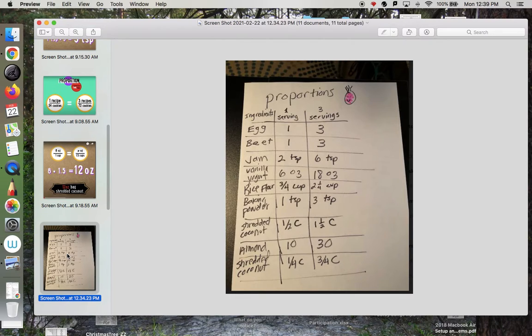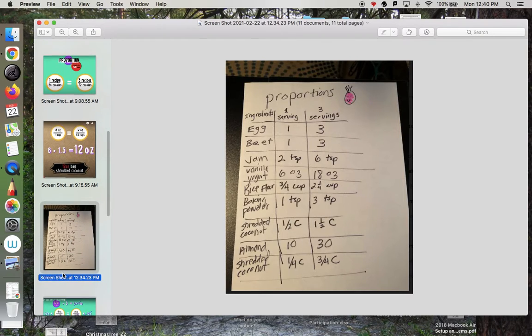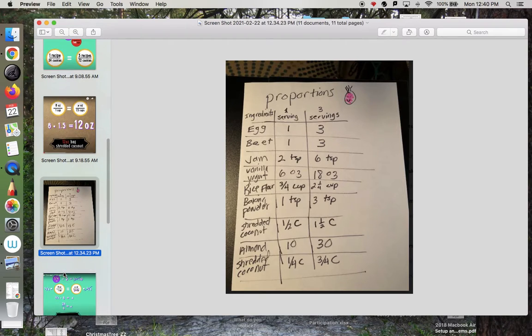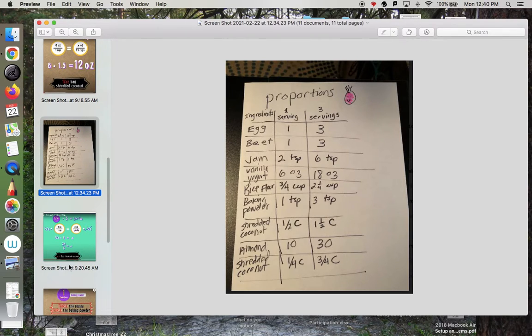So that's how many eggs, beets, jam, vanilla, yogurt, rice flour, baking powder, and shredded coconut, which they used twice: once in the recipe, and once when they rolled it in shredded coconut. The only thing missing is the chocolate that the almonds were dipped in. They didn't have that in there. So if you're thinking about making that, it's missing a couple things. I think I may make it this week.